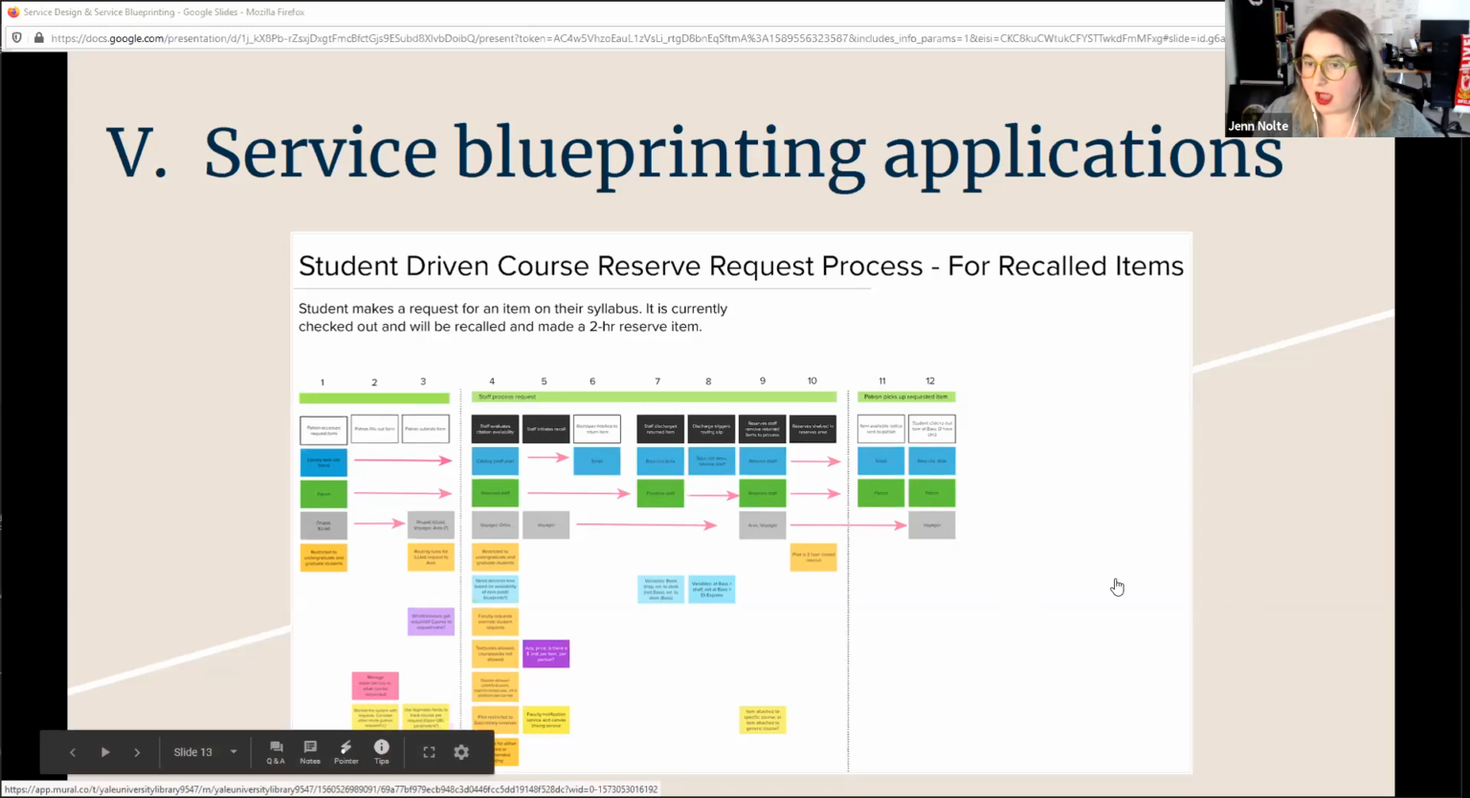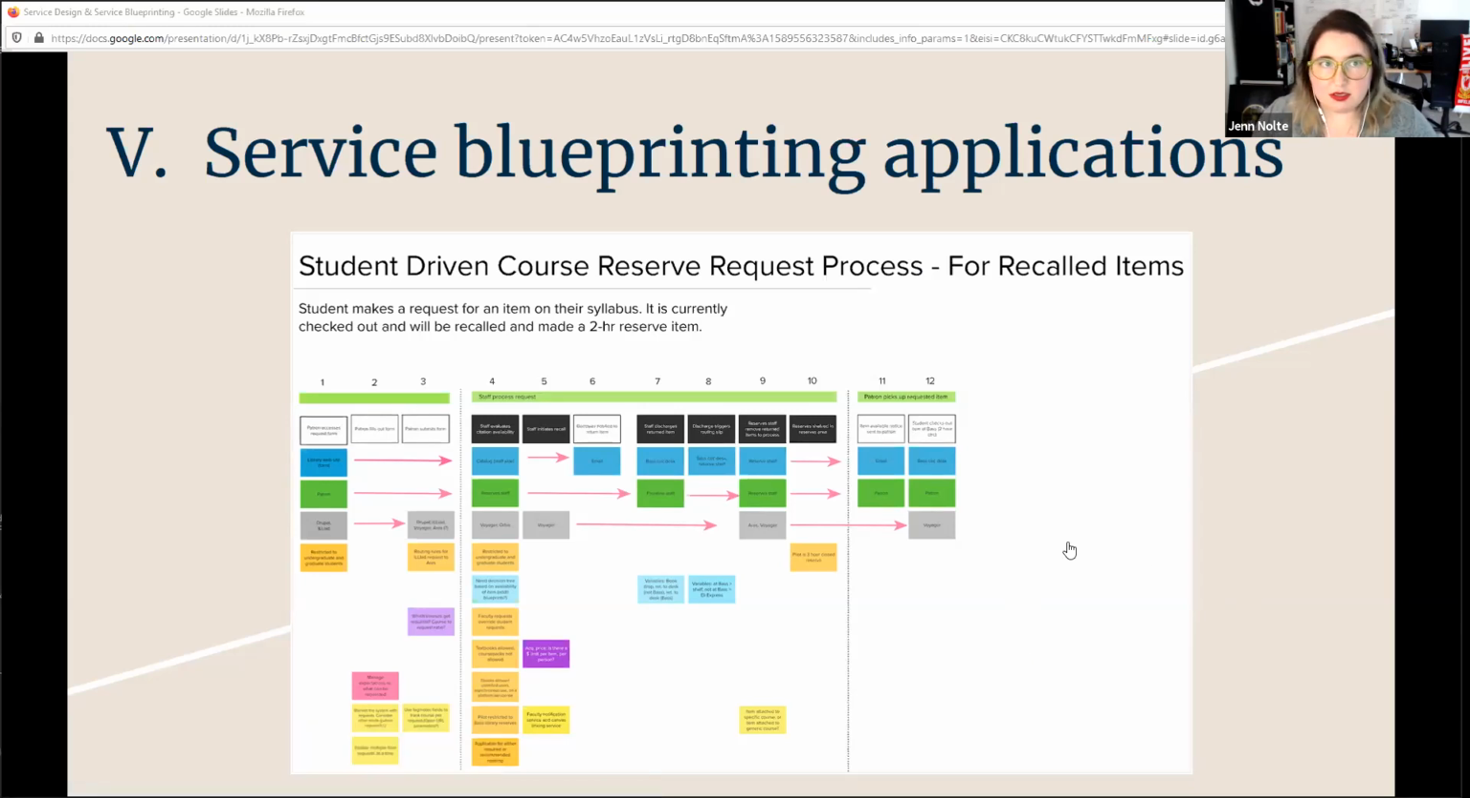Oh, make it bigger. Actually, I'm going to stop here and go into my Mural. So I'm going to stop the share here.